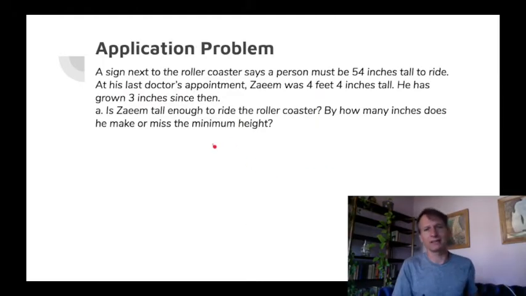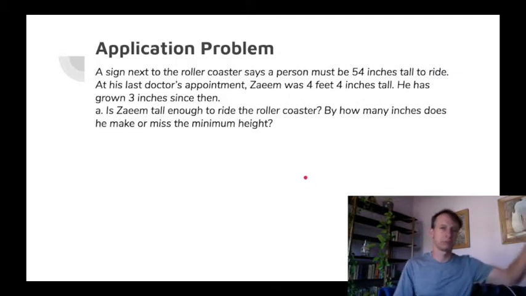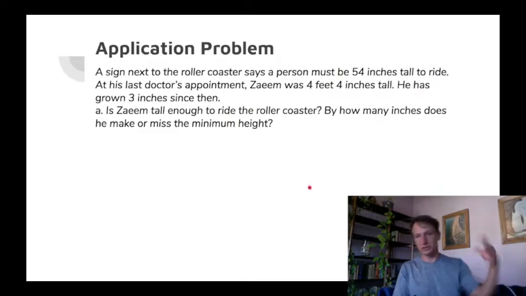All right, so here we go. Let's answer a question hearkening back to our linear measurement conversions in the customary system, feet and inches. A sign next to the roller coaster says a person must be 54 inches tall to ride. At his last doctor's appointment, Jaime was 4 feet 4 inches tall. He has grown 3 inches since then. Is he tall enough to ride the roller coaster? And by how many inches does he either make or miss the minimum height? Like, is he 2 inches taller than the minimum, or is he 2 inches less, say?